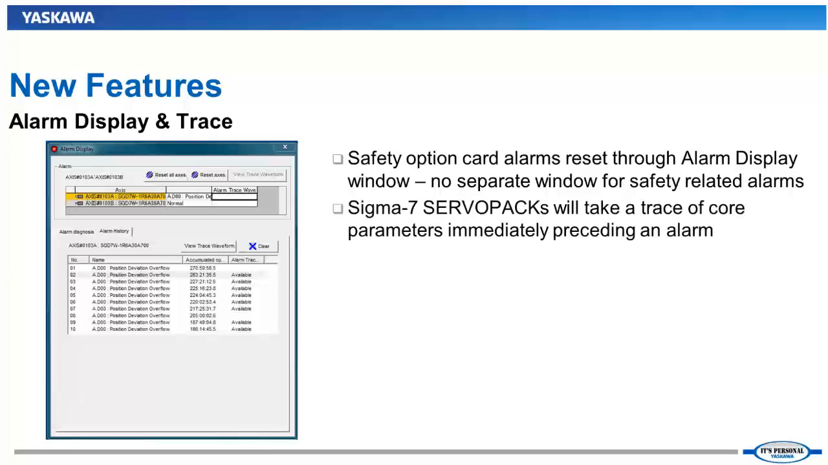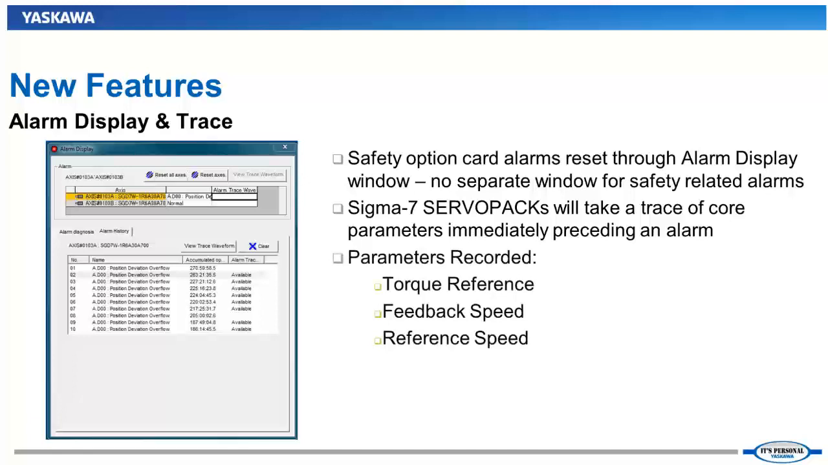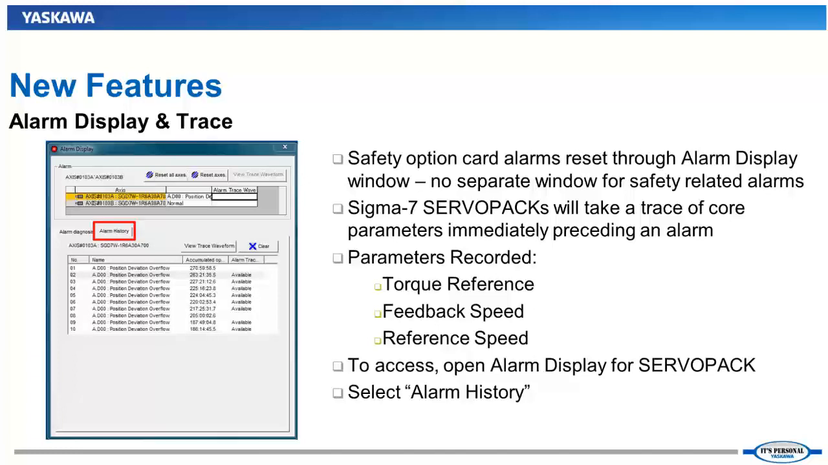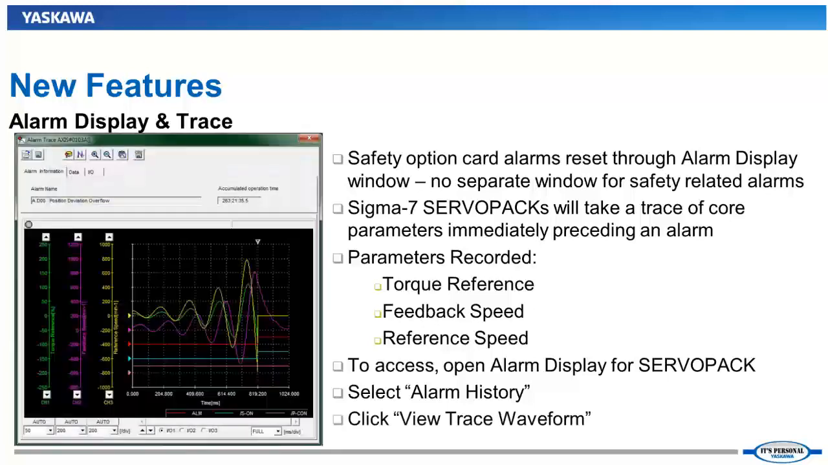So all the Sigma7 SERVOPACKS will take a trace of the core parameters immediately after an alarm. So it'll be torque reference, feedback speed, and reference speed that will be the parameters traced. To get to that trace, you open up the alarm display for the SERVOPACK, you want to see that trace on, and then you will select alarm history from that tab there, and then click on View Trace Waveform, and that will bring up the waveform that occurred right before the alarm was created. So it's a pretty handy feature for troubleshooting and debugging when you're not quite sure what happened to cause a SERVOPACK alarm.